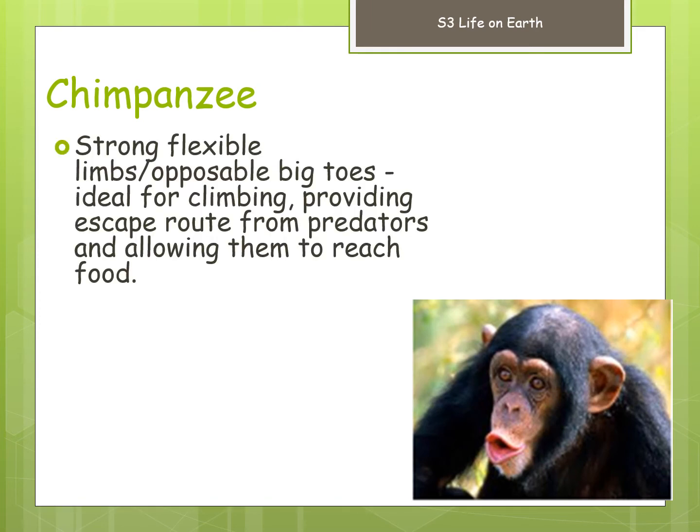Chimpanzees are some of our closest relatives. They are incredibly strong animals. So they have strong, flexible limbs. They have opposable big toes, which is ideal for climbing, so they can escape from predators and reach food. They can also do a variety of different tasks with their feet as well as their hands, like peeling fruit. They can do just as easily with their feet as they could with their hands.